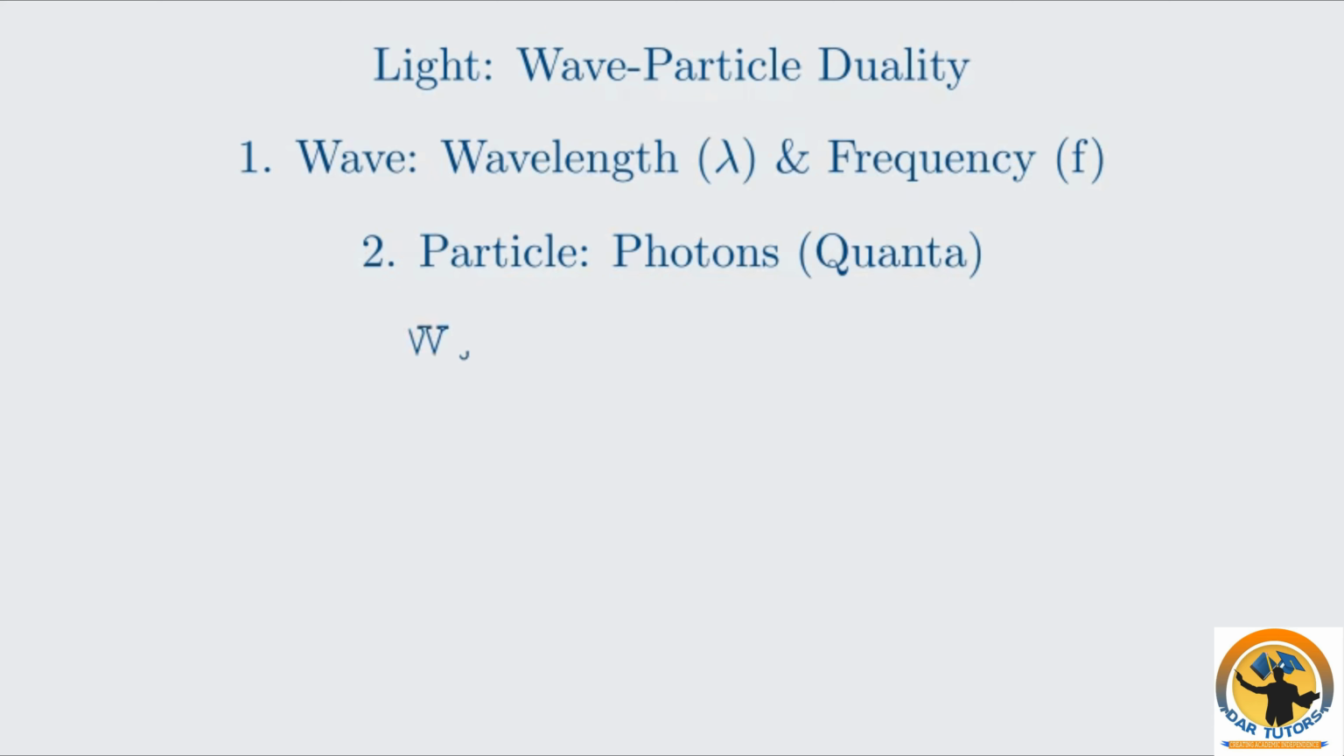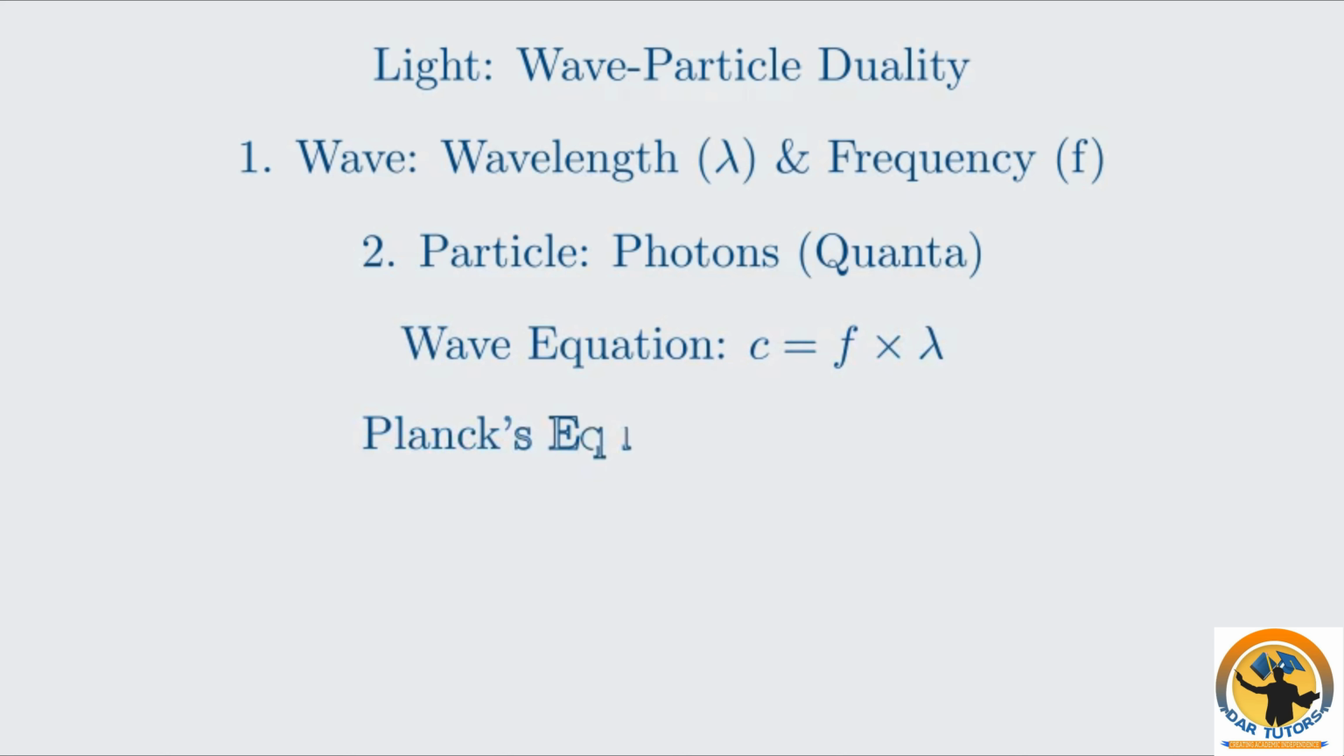The first equation, c equals f times lambda, relates the speed of light, c, to its frequency, f, and wavelength, lambda. In a vacuum, c is a constant, approximately 3 times 10 to the power of 8 meters per second. The second equation, E equals hf, is Planck's equation. It relates the energy of a photon, E, directly to its frequency, f. h is Planck's constant. This equation demonstrates that higher frequency light has higher energy.